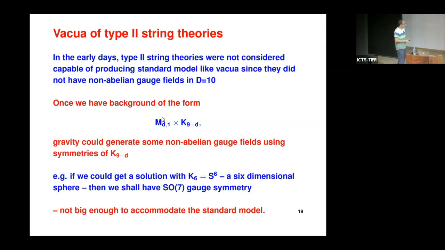For example, if we could get a solution where this 6-dimensional compact space is a 6-dimensional sphere, which, as you know, has an isometry which is SO(7). You can make a 7-dimensional rotation on the 6-dimensional sphere, leaving the shape unchanged. So one can show that in such a case, we'll have an SO(7) gauge symmetry. But this is just not big enough to contain the standard model gauge group. And that's the reason why type 2 string theories were not favored in the initial days of studying string compactification, studying the way to get particle physics out of string theory.